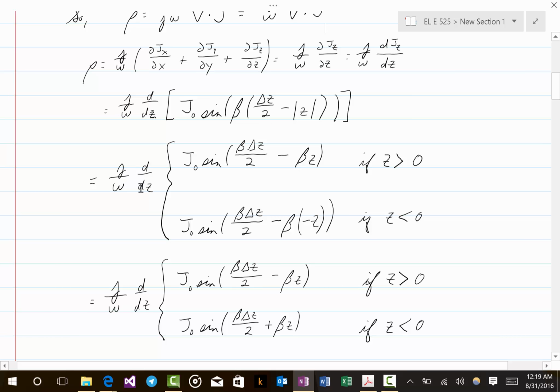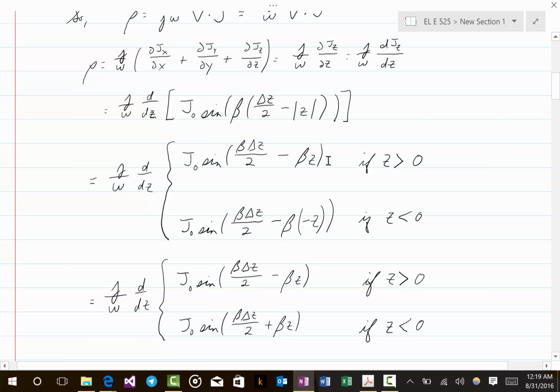Okay, we have j over omega times d/dz, and we simply note that this term here in the brackets will be equal to j naught sine of beta delta z over 2 minus beta times positive z if z is greater than 0. Because, after all, when z is greater than 0, the absolute value of z is simply equal to z itself. So we get beta times delta z over 2, and then if we substitute z for the absolute value of z, we get beta z here. This expression is good whenever z is greater than 0.